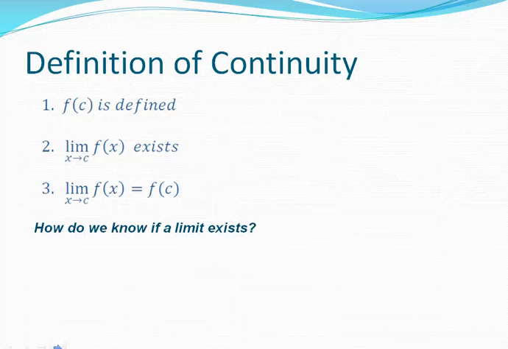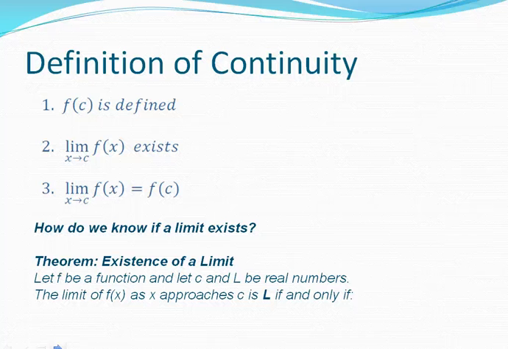So how do we know if a limit exists? We have a theorem. It's called the existence of a limit. If my limit as x approaches c from the left is equal to a value of L, and my limit as x approaches c from the right is also equal to this same value of L, then my limit exists and my function is continuous.